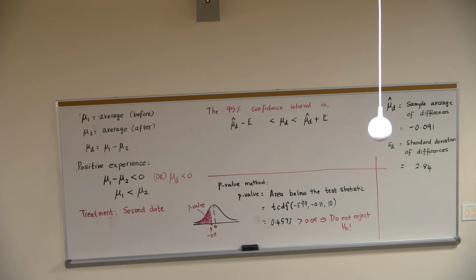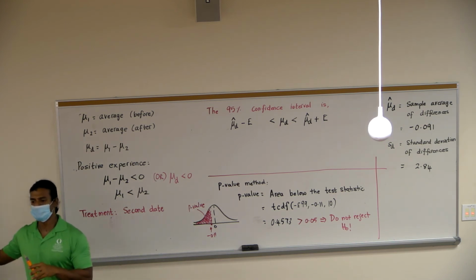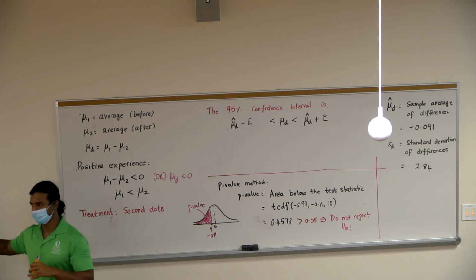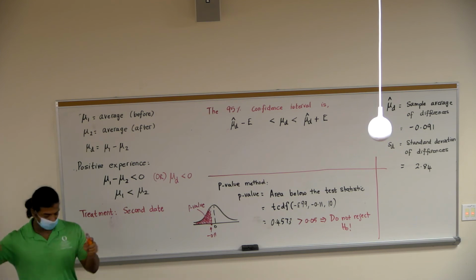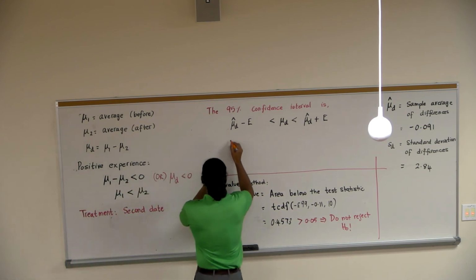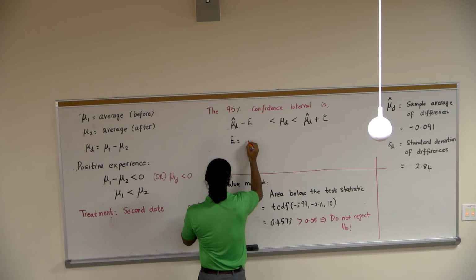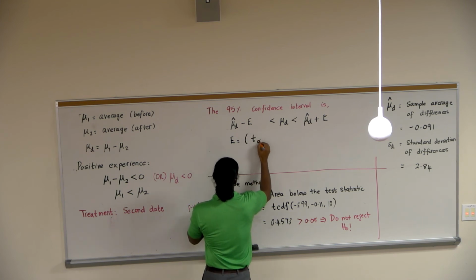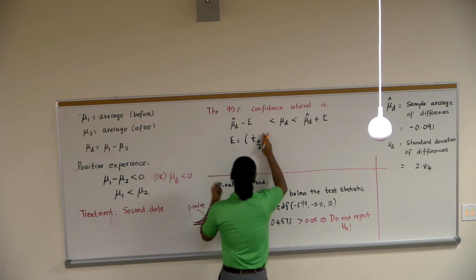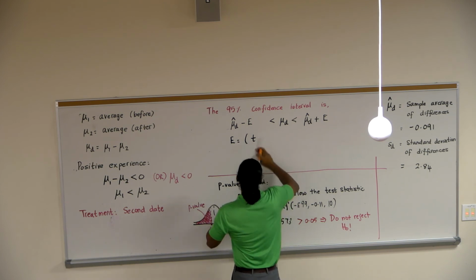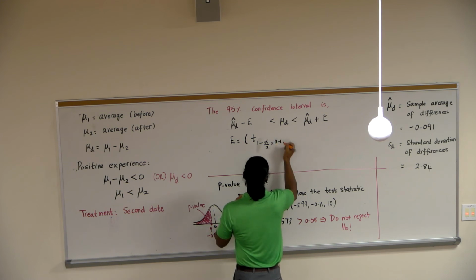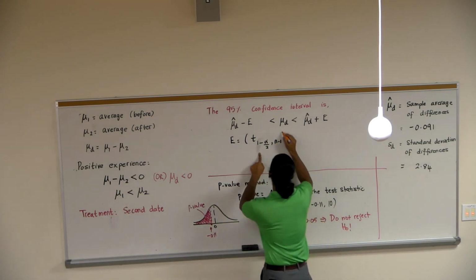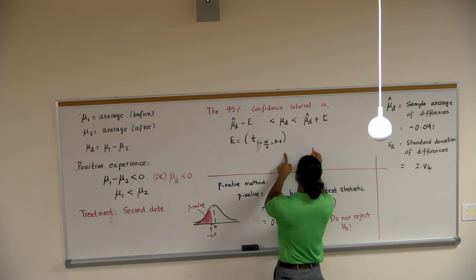Only this time, when we find the critical value, what should we do? Should we use alpha, or should we use alpha over 2? Alpha over 2. So the margin of error in this case is t sub alpha over 2, or we can use the positive side, so we'll do 1 minus alpha over 2, comma n minus 1. Critical value multiplied by standard error.